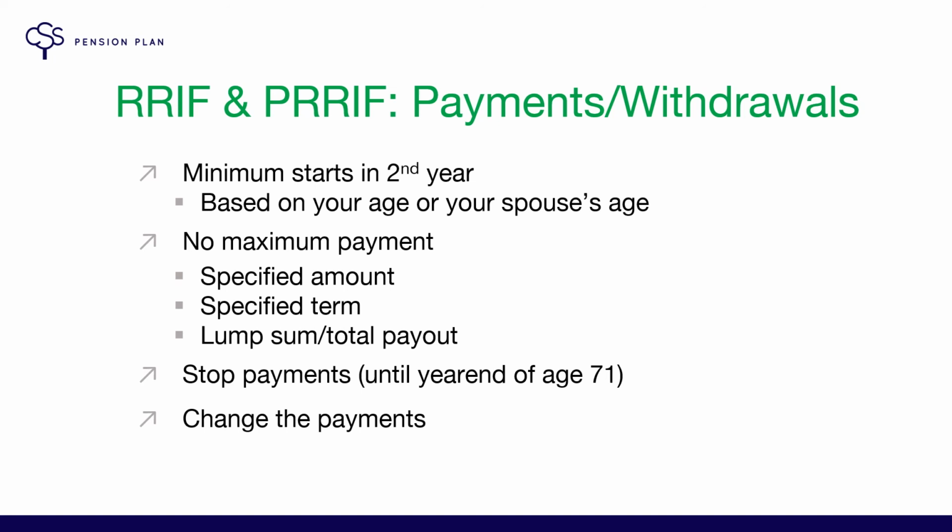Like variable benefit payments, there is no maximum payment, so you can set your payments or withdrawals to be whatever you want. You can also stop or turn off the payments up until the end of the year you turn age 71. And again, like variable benefit payments, you can change the amount of your RIF and PRIF payments.